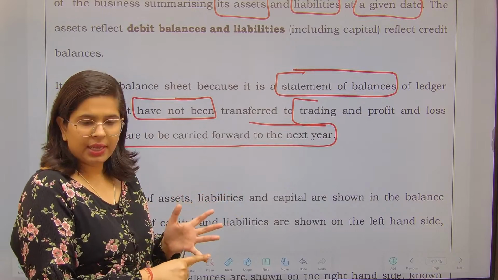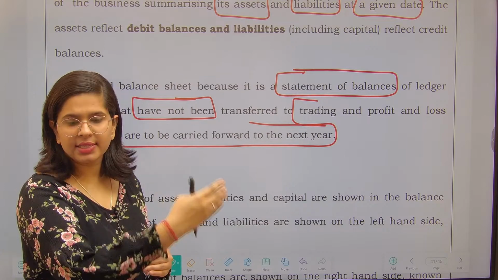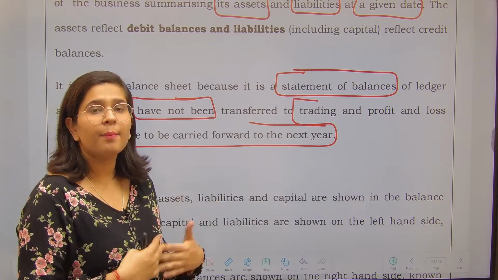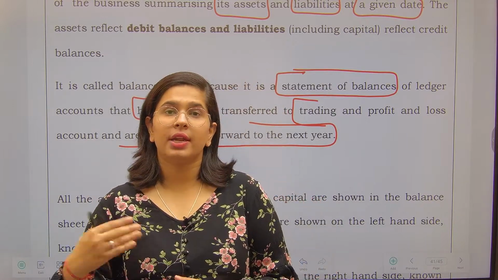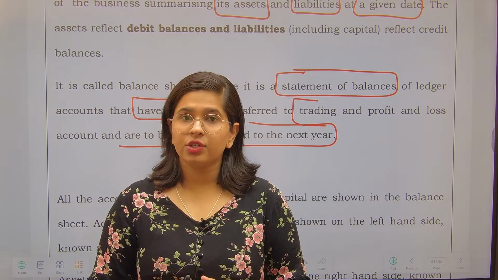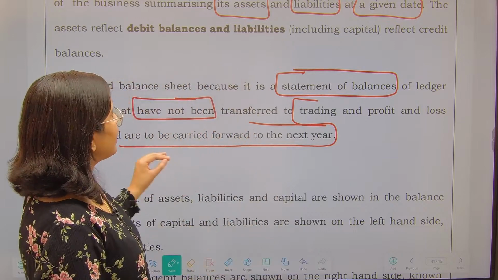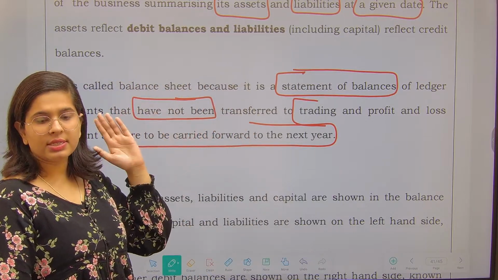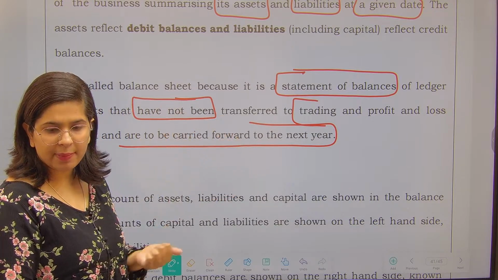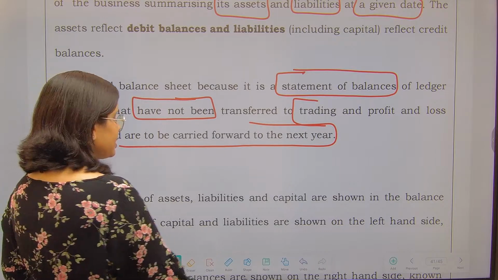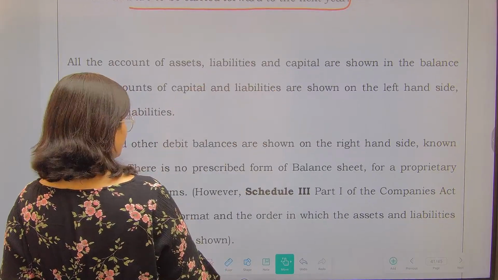Normally machinery, furnitures and the things like that, we take it to the next year because they are to be used for a number of years, right? So all such things which will be used for a number of years are not taken to the profit and loss account, they are taken to the balance sheet. Therefore it is called a balance sheet because it is a statement of balances which have not been transferred to the trading and P&L account. Take next, all the accounts of assets, liabilities and capital are shown in the balance sheet.